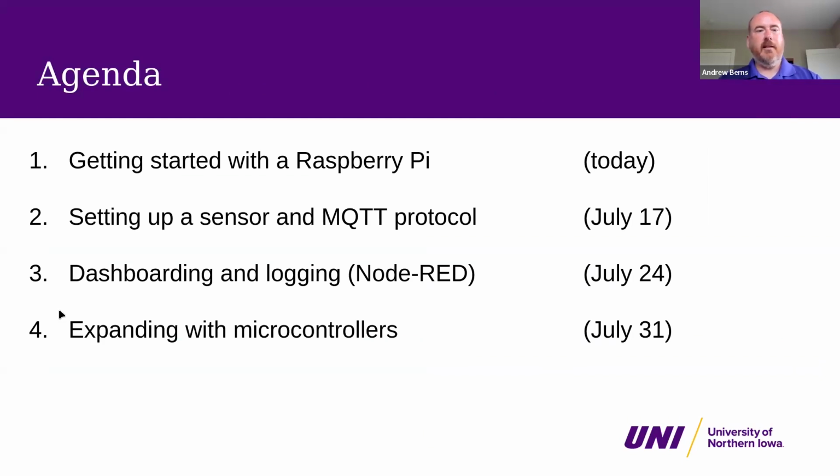Getting started with our agenda: there are 4 of these workshops. Today we'll be doing getting started with a Raspberry Pi. Next Wednesday we'll move on to setting up a sensor and the MQTT protocol, which is the retrofitting of the machinery and getting it to communicate, sending those messages to a central source, in our case the Raspberry Pi. Then July 24th, we'll do the dashboarding and logging using the Node-RED software.